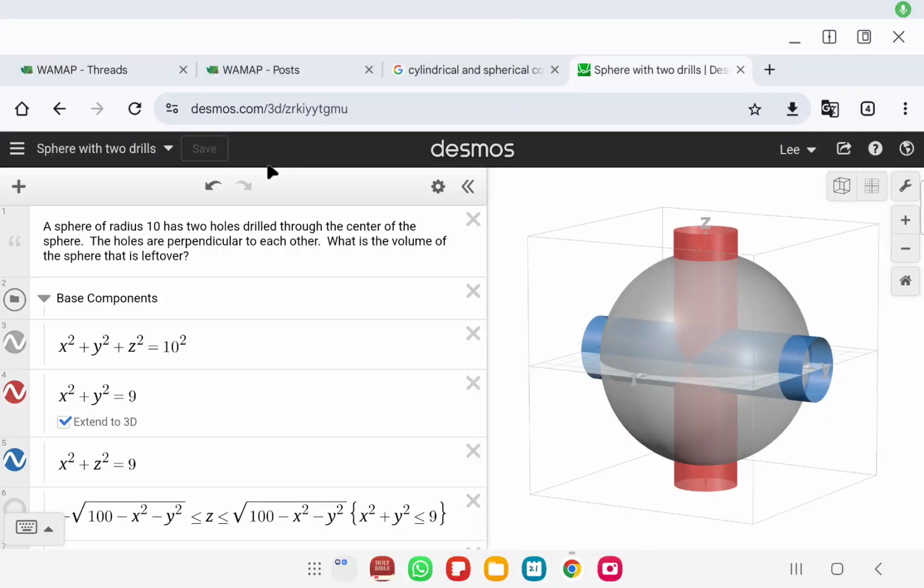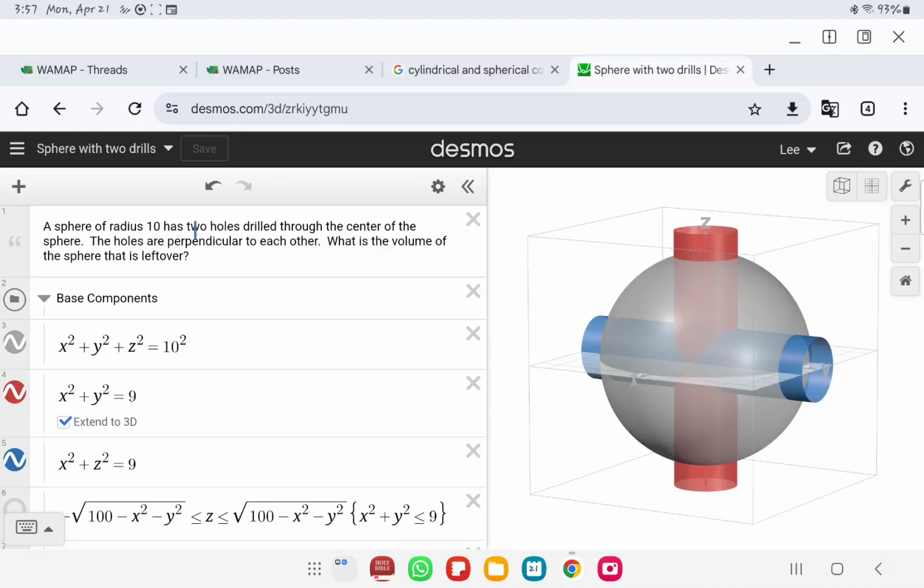Hey everyone, this is a quick video on a question that got asked, which is if you have a sphere with two holes drilled through it, what is the leftover volume? So I thought I'd do this special case and then talk about other cases that you might encounter and how those would go differently. So this one we have a sphere of radius 10.